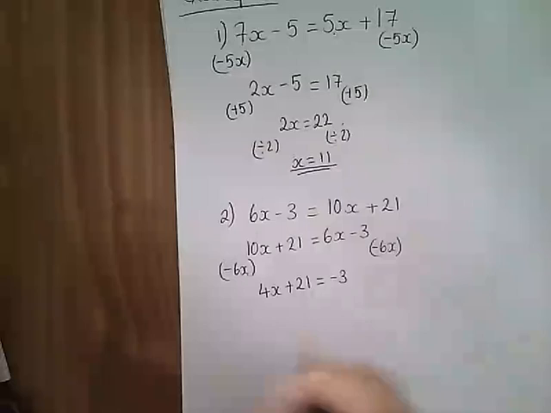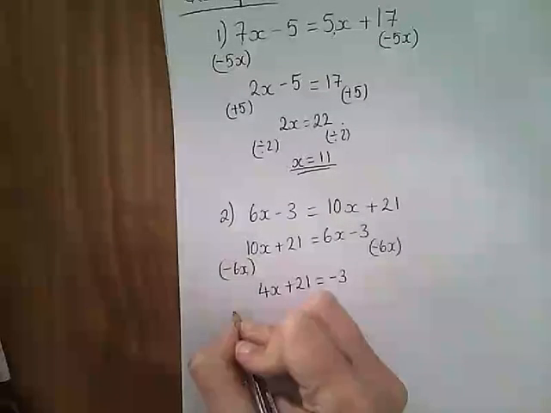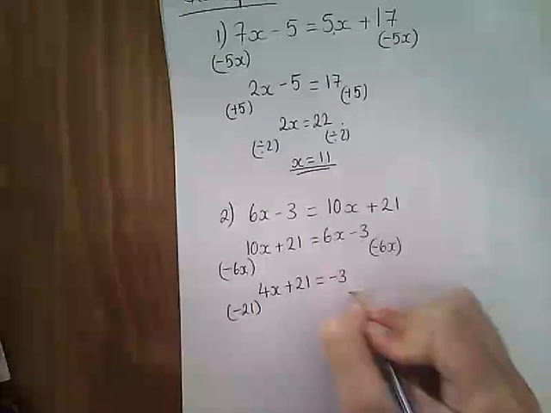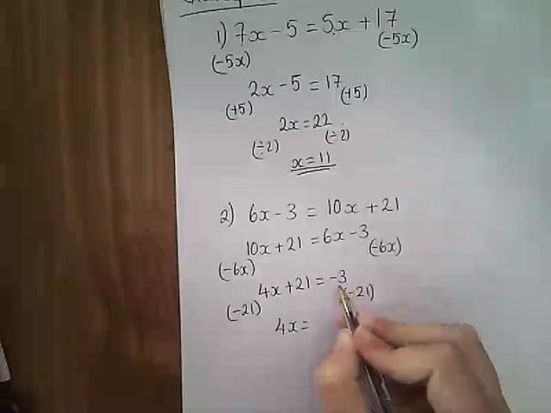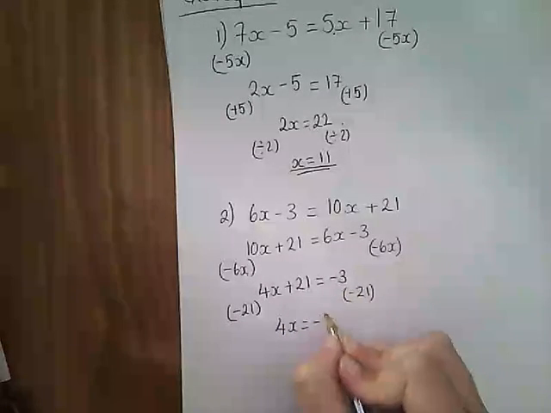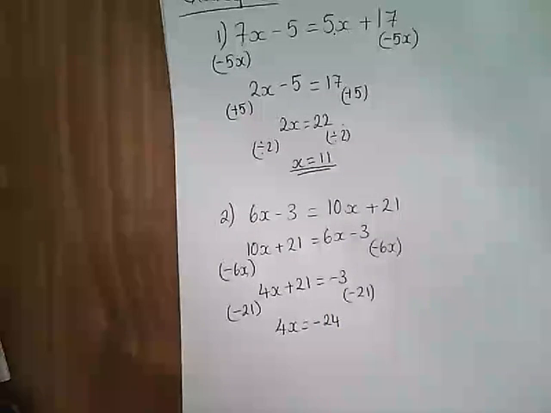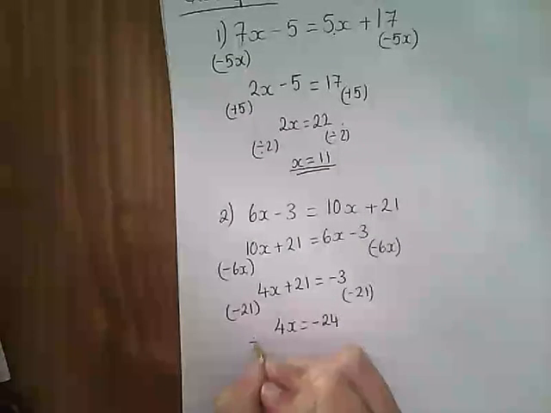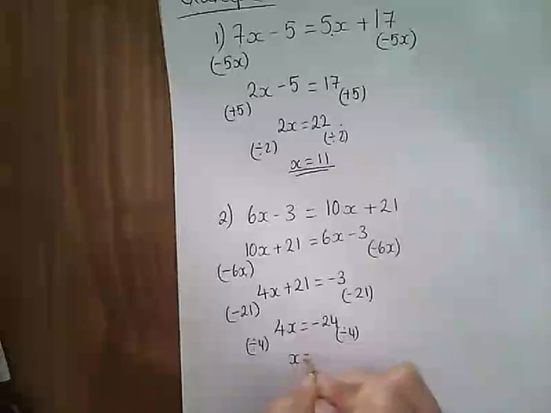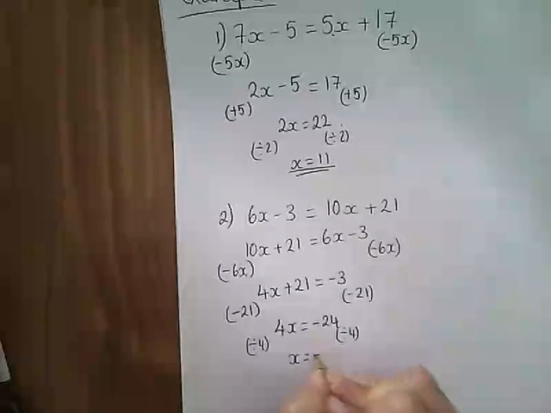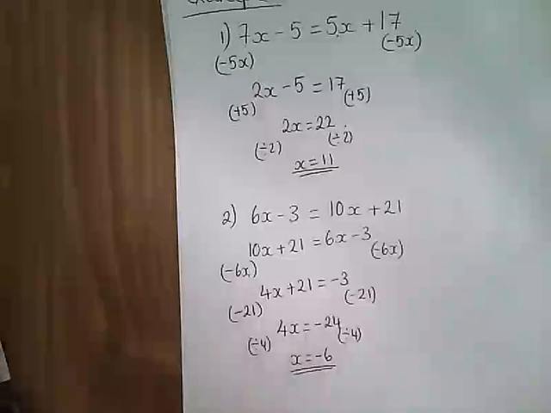Okay, now it's just a two-step equation. So the opposite of adding 21 is to take away 21. So I'm left with 4x equals, and then minus 3 take away 21 is minus 24. I've then got to divide by 4. And so we get x equals minus 24 divided by 4, which is minus 6.